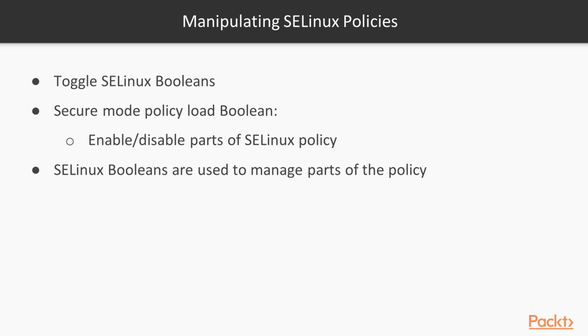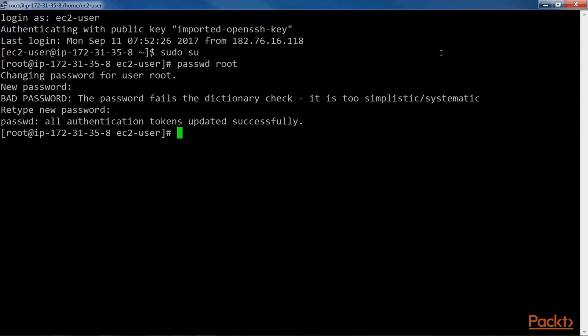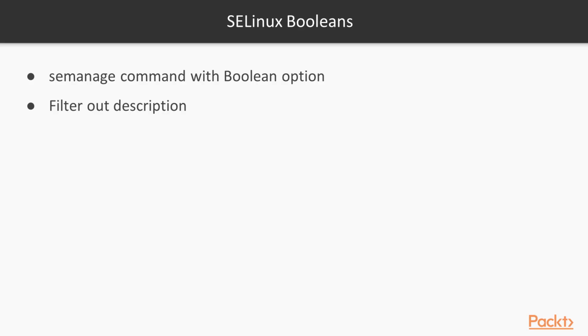So here we have the AWS instance with RHEL 7.3. I've already logged into it. My user is ec2-user. Now let's first look into listing SELinux Booleans.